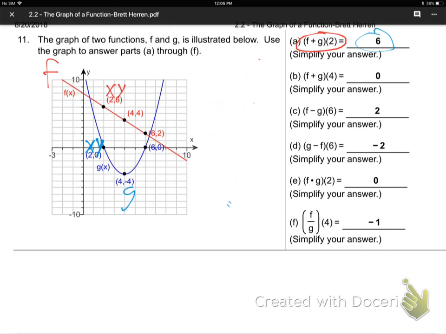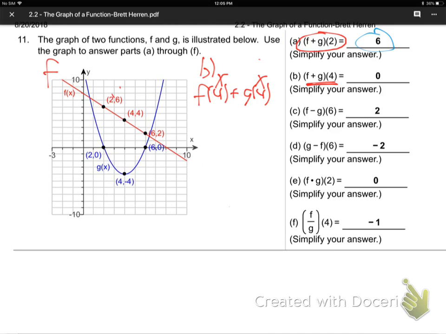So we'll come in there for part B, and we're basically going to do 4 for both the functions. So for part B, f plus g, it's going to be f of 4 and g of 4, right? That's what that's saying there. Those are x, remember, so whatever you plug into any function, that's always x, and what comes out is y.